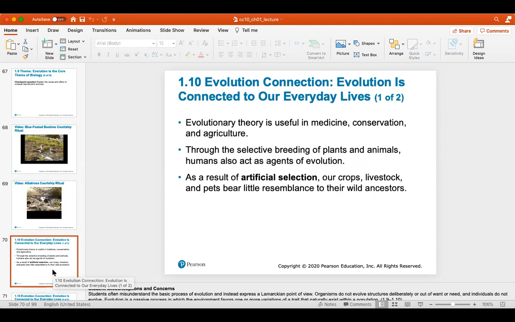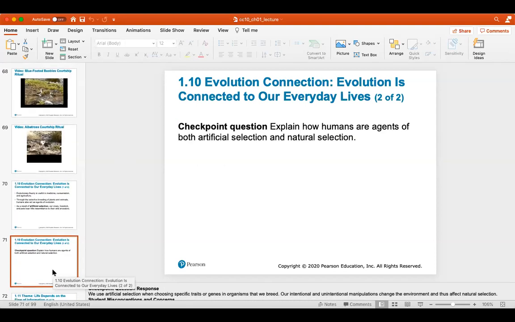Evolutionary theory is useful in medicine, conservation, and agriculture through the selective breeding of plants and animals. Humans also act as agents of evolution by picking out the best and then breeding them together. As a result of artificial selection, our crops, livestock, and pets bear little resemblance to their wild ancestors.